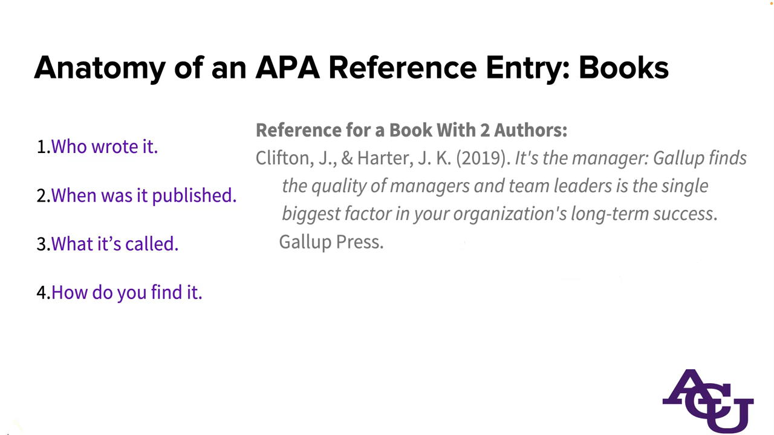Now, if it's a book with 2 authors, it's basically the same, except that we add a comma and an ampersand before the next author. If we had 3, we'd have them chained. First author's last name, initial, period, comma. Second, last name, comma, initial, period, comma, then the ampersand and the last author.